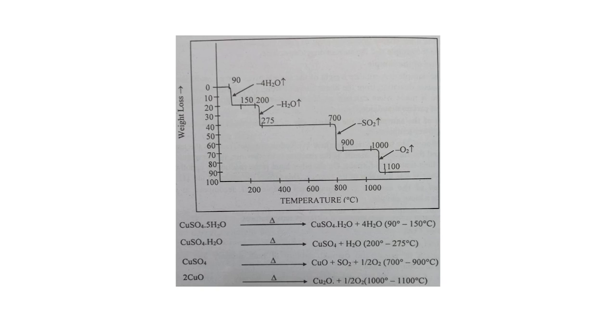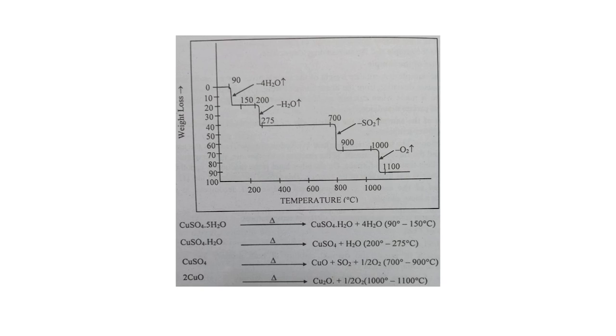Okay, so these are the various changes that are taking place in the thermogravimetric analysis. So here you can understand qualitatively which reactions are taking place. It can be seen from the thermogravimetric analysis curve that anhydrous copper sulfate is formed at 275. Means at 275 all the 5 water molecules are lost, and cuprous oxide is formed at 1000 degree Celsius.